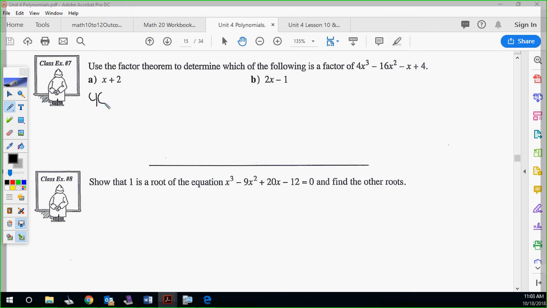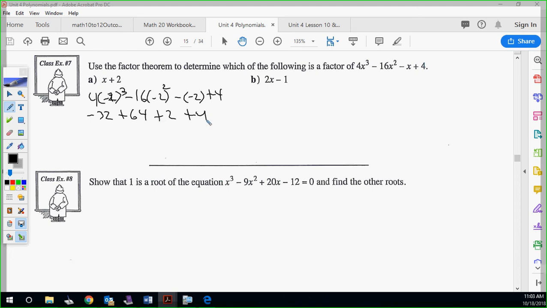So just go 4 times -2 cubed minus 16 times -2 squared minus -2 plus 4. So that's -8 times 4, so that's -32. That's -16 times +4, so that's 64. Okay, and then negative is +2 plus 4.